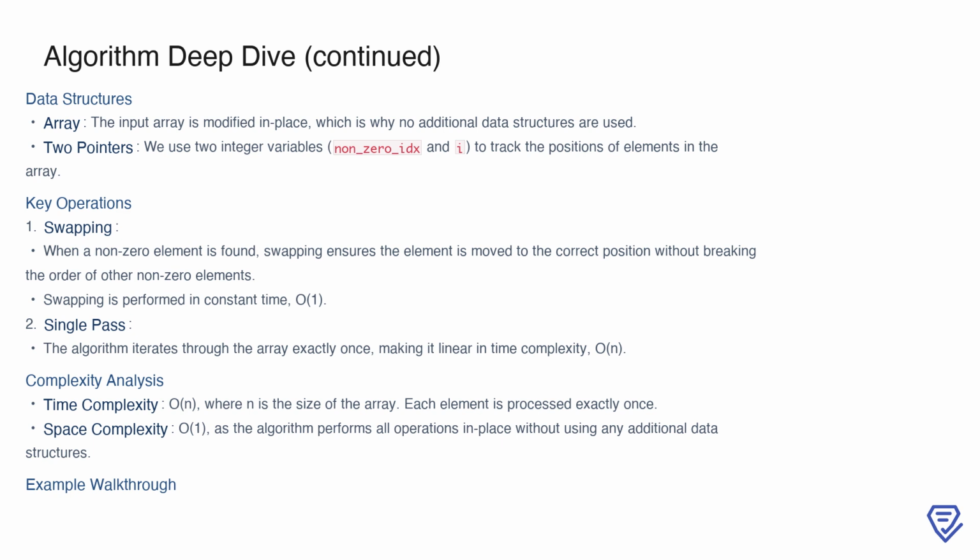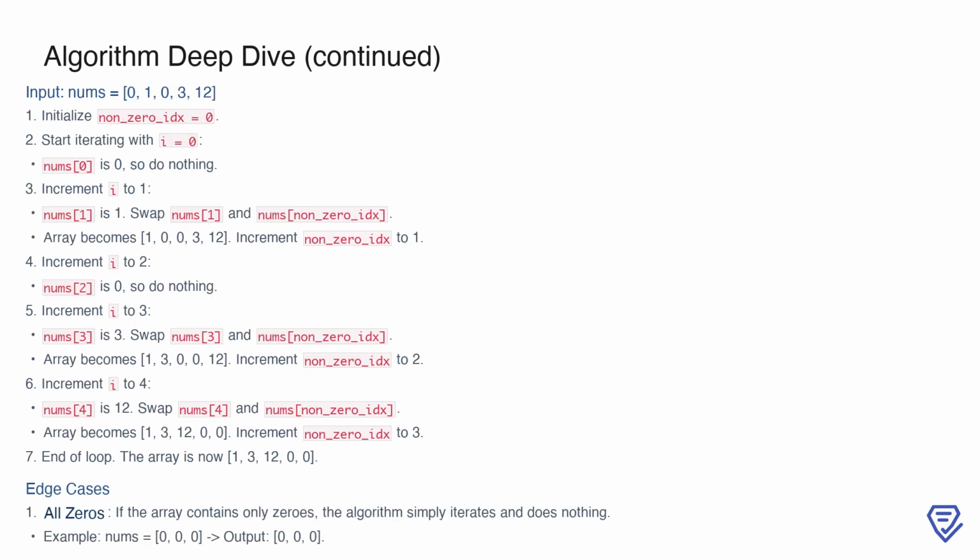To better understand how this works, we'll walk through an example to see the algorithm in action step by step. Consider the input array nums equals 0, 1, 0, 3, 12. We start by initializing non_zero_idx to 0. The pointer I begins iterating from index 0.